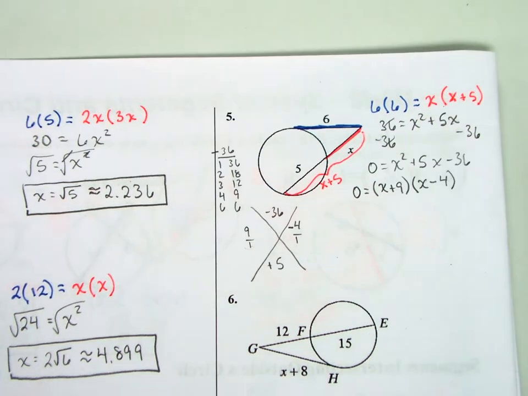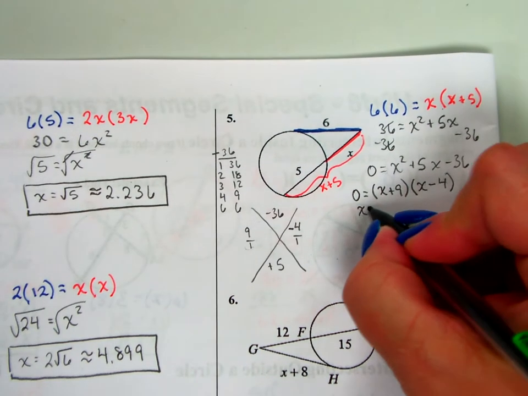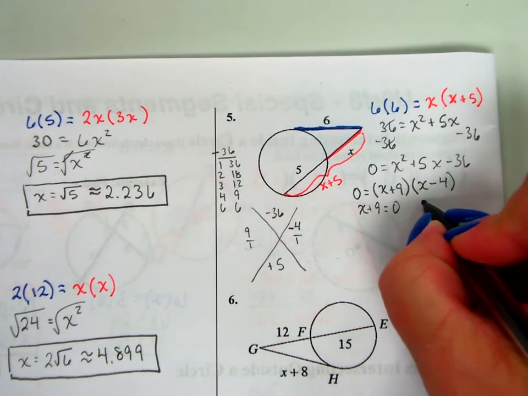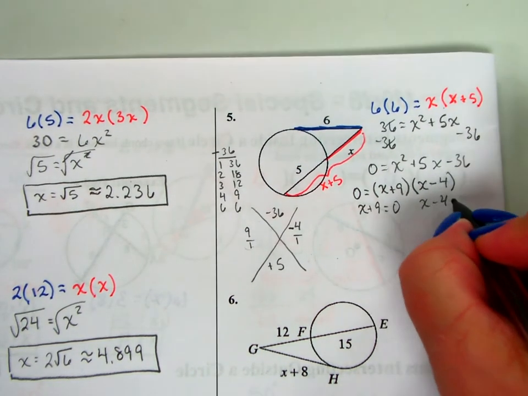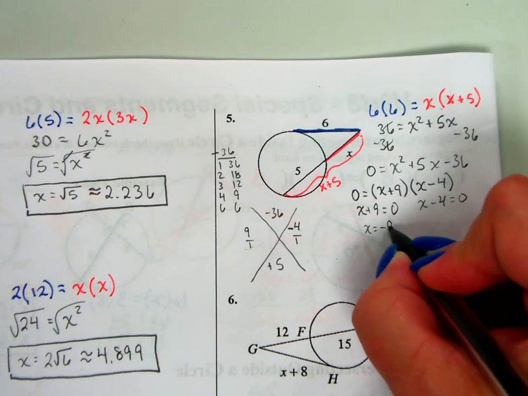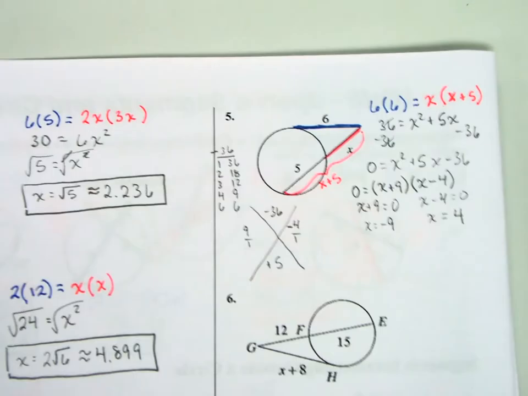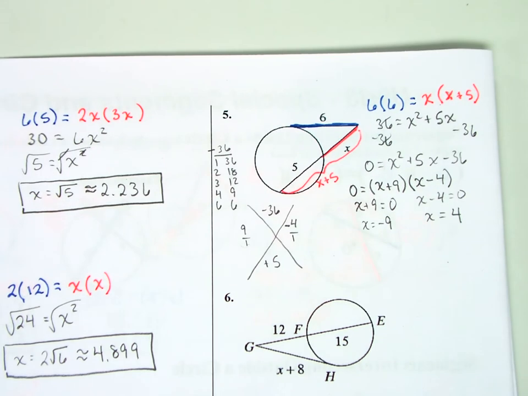And then when we're factoring, we say, okay, if these two are multiplied together and they equal 0, that means one or both of them have to equal 0. So x plus 9 must equal 0, and x minus 4 must equal 0. Subtract 9, x equals negative 9. Add 4, x equals positive 4. In algebra, we get to stop there and say, there's two solutions, yay.